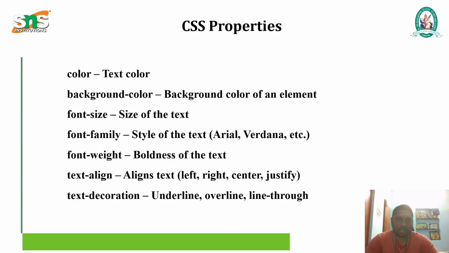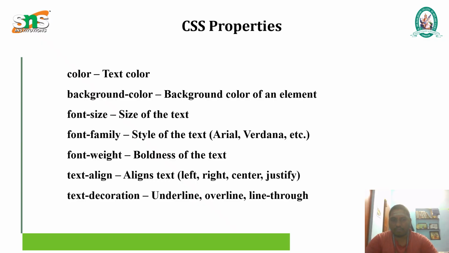The first one is color, which we select for the text color. The second property is the background color of an element. The third one is the font size of the text in the web page, and the font family, which is the style of the text, such as Times New Roman, Arial and Verdana. We use font family to select the type of font.